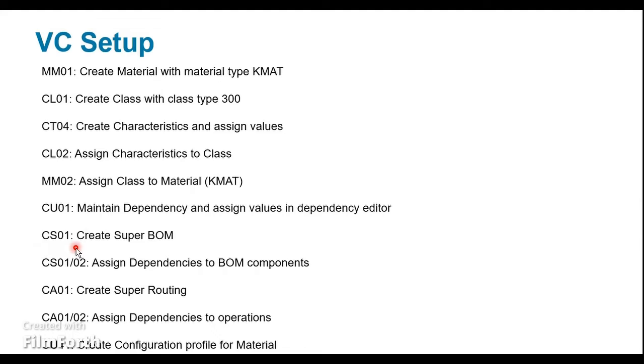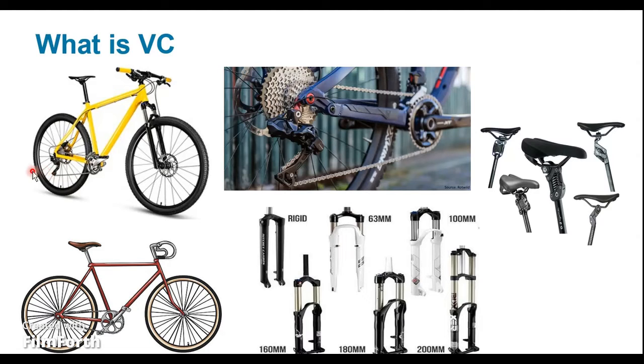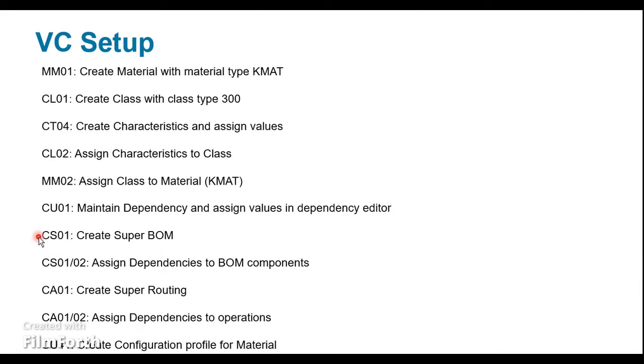So what is a super BOM? A super BOM basically consists of all the components that are required to manufacture a particular product, irrespective of the variant. Okay, so let's say in this case, if I go to the previous slide, so here we have the gear cycle and the non-gear cycle. Okay, so the super BOM that we are going to create for the cycle is going to hold all the components required for both these variants, the gear and the non-gear. Okay, so that is basically called a super BOM.